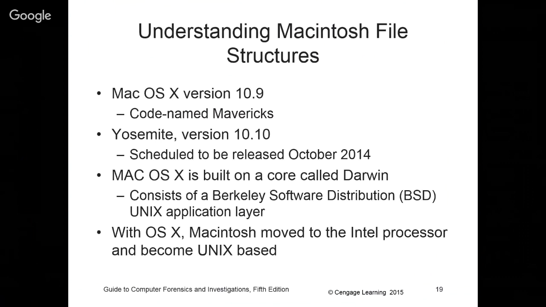So now we're going to look at Macintosh file structures. 10.9 codename Mavericks, 10.10 is Yosemite, and we're all the way up to, I can't remember the most current operating system, but it's changed several times since then. It'll continue to change. OS X is built on Darwin, which is the BSD, Berkeley Software Distribution, Unix application layer. The Macintosh moved to the Intel processor with OS X and became Unix-based.